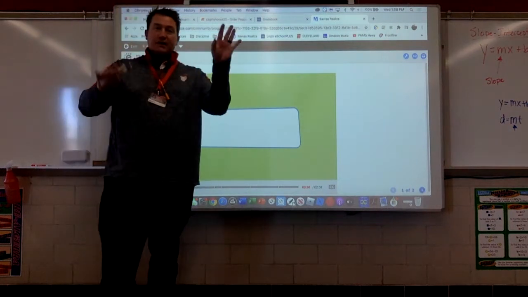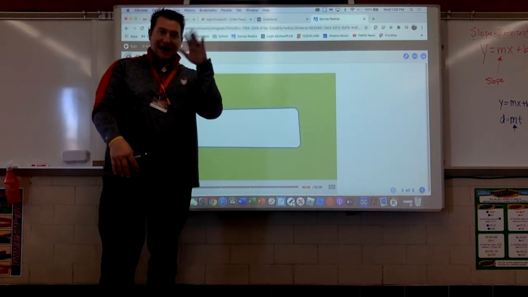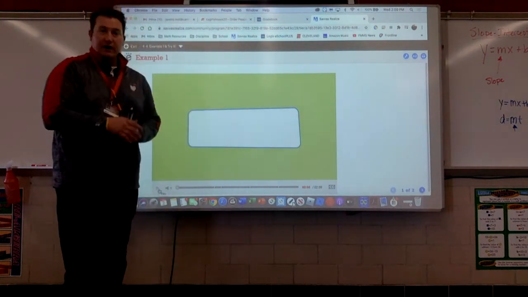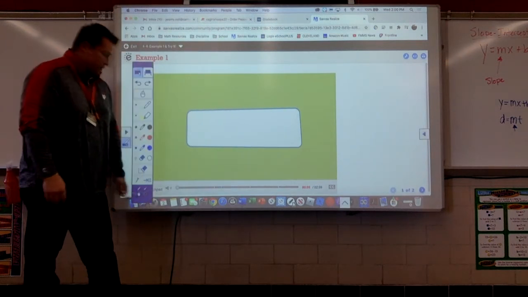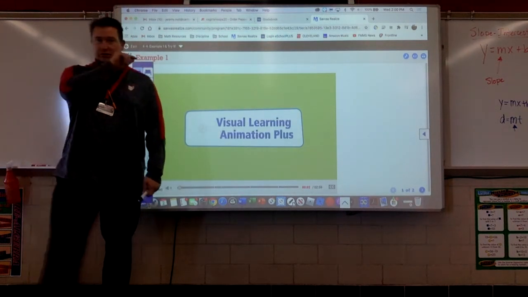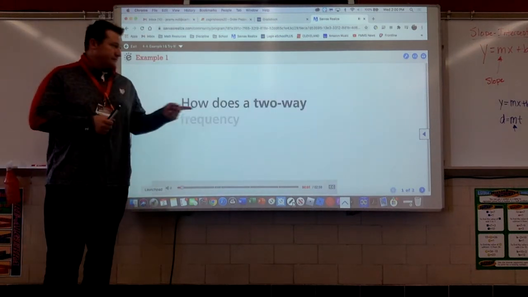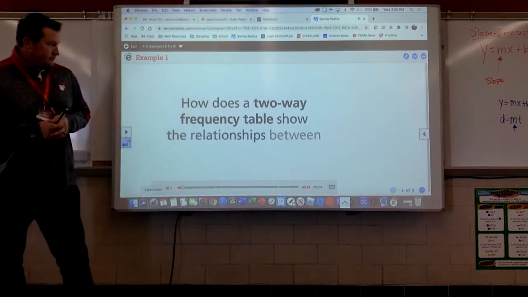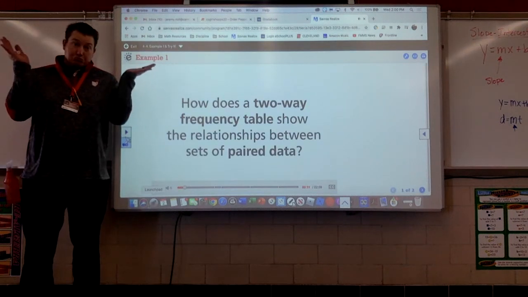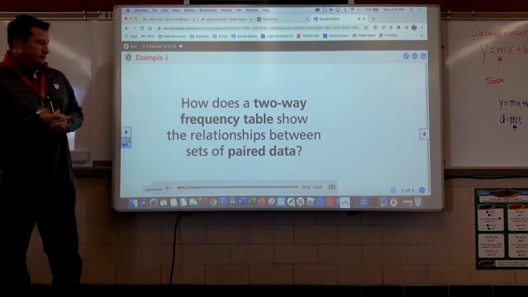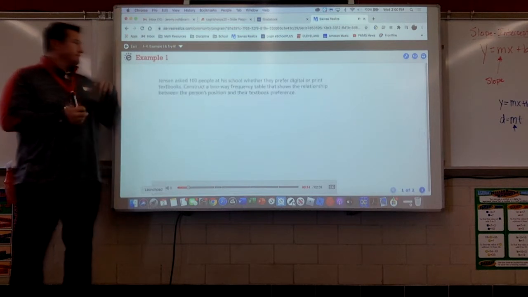Example 1, scatter plots. Wave bye to them. Bye-bye. Okay? Welcome, our new friends, two-way tables. Love them. Easy stuff. How does a two-way frequency table show the relationships between sets of paired data? Think about this question during the lesson. All right. We're going to figure it out.